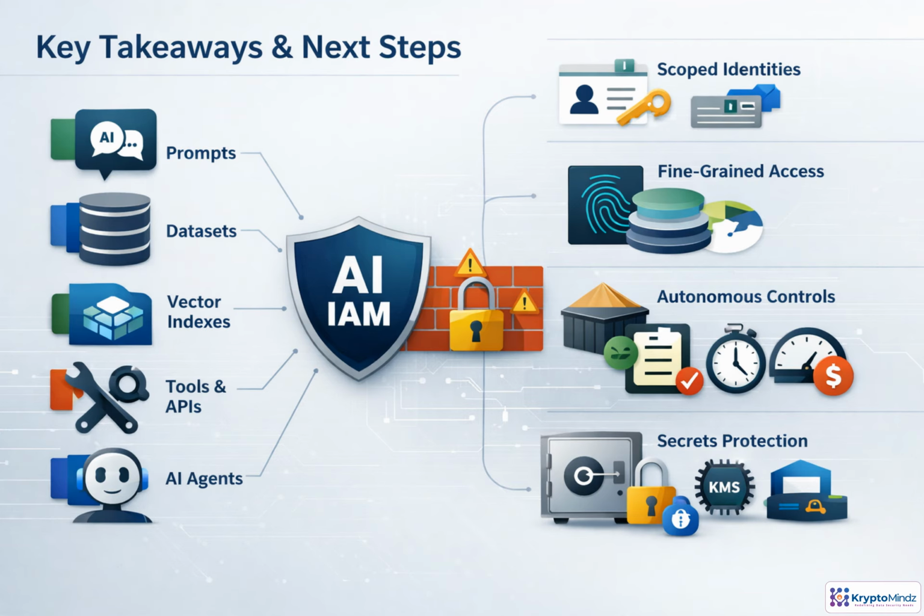The key shift is simple. AI IAM protects more than users and apps. Prompts, data, indexes, tools, APIs, and agents all need scoped identities, fine-grained access, and runtime controls. Autonomous agents require extra guardrails. Next, we'll secure the credentials powering these interactions with secrets management and ephemeral access.